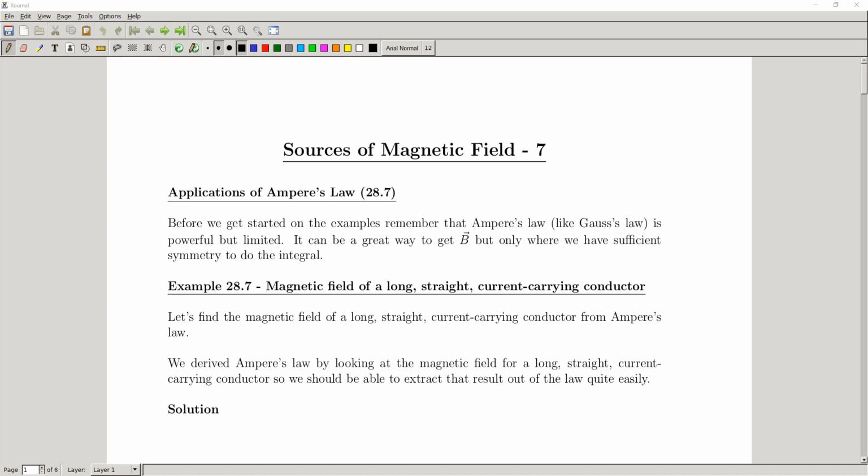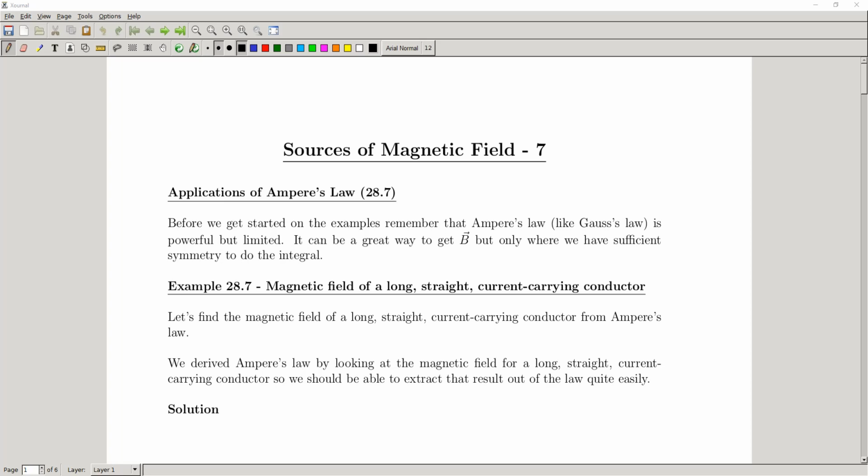Okay, this is going to be our 7th video in our Sources of Magnetic Field series. In this video we're going to be covering section 28.7, applications of Ampere's law. So this is basically just going to be 3 examples that I'm going to do. The textbook does 4 examples. I'll do the first 3, and if you want a 4th one, you can find it in the textbook.